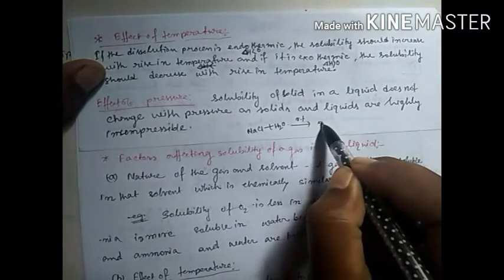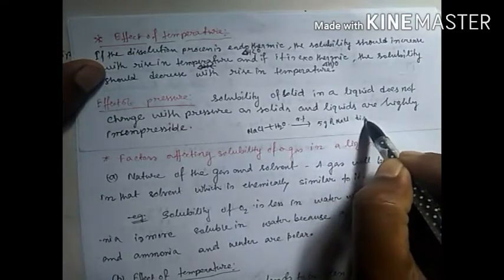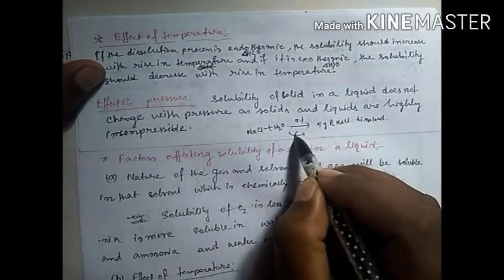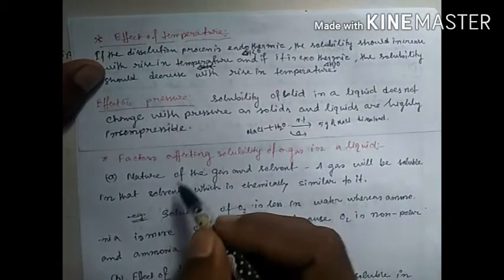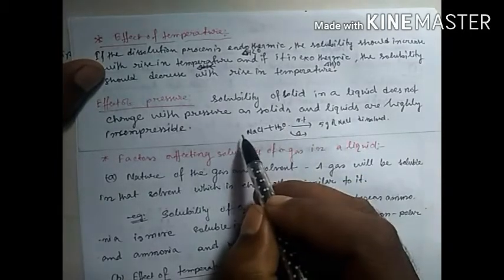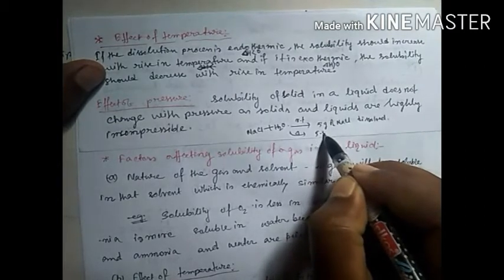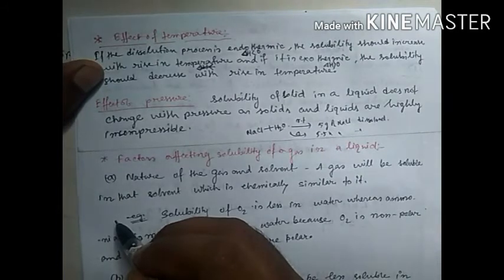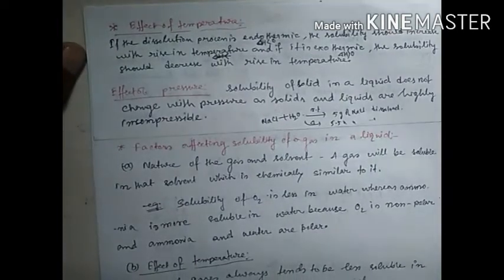Suppose 5 grams of sodium chloride dissolves, but when you give a little heat, that means it is endothermic. Remember, it is endothermic because we are giving heat. Then we can clearly observe more than 5 grams dissolving. Suppose we assume that 5.5 grams of sodium chloride dissolves. That means solubility increases. Okay? Clear, no? I think clear.